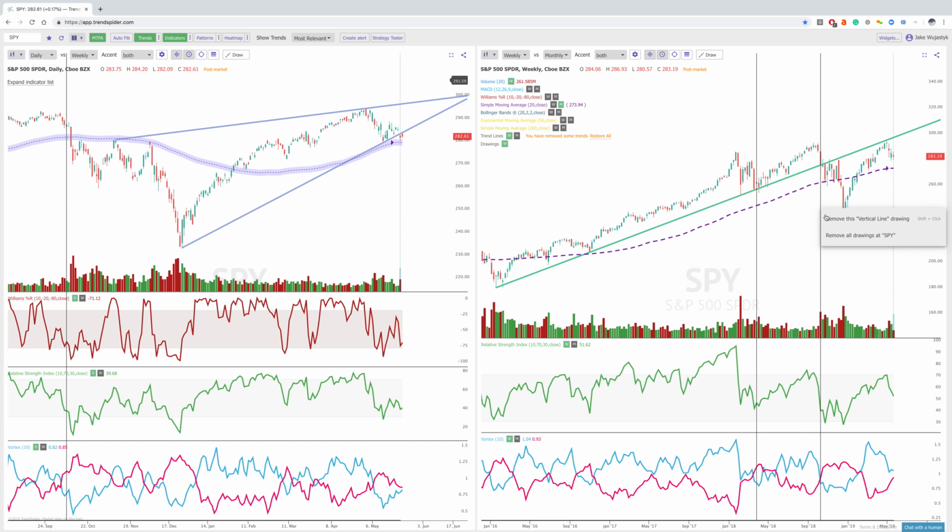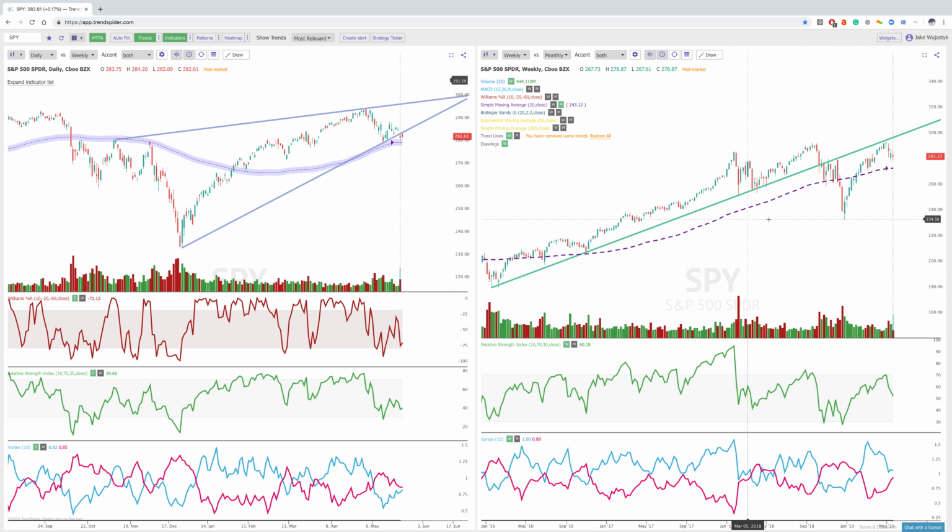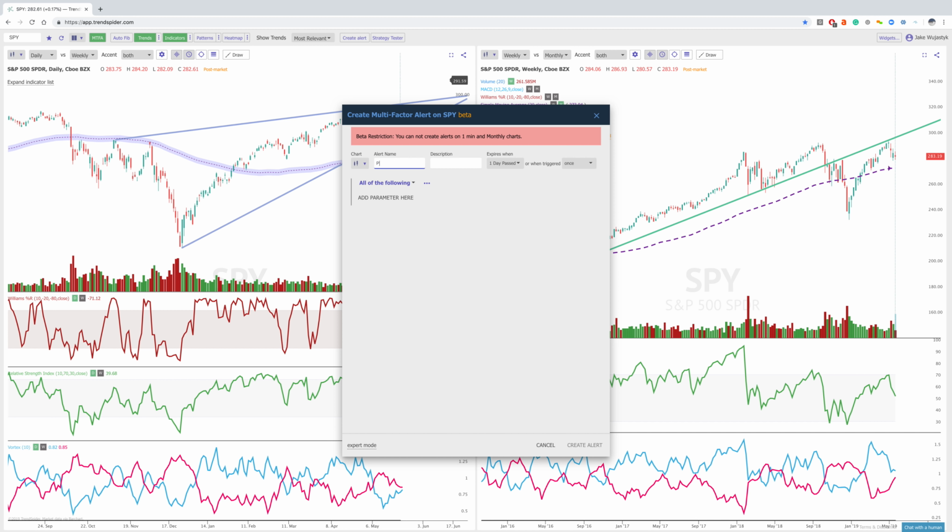It's always good to look at multiple time frames. One thing that I would definitely look for is the VI cross here and a breakdown of the RSI below, let's say 40. So I could go in here, create an alert, a multi-factor alert, and we would do possible breakdown weekly, expires in 30 days, triggered one time.